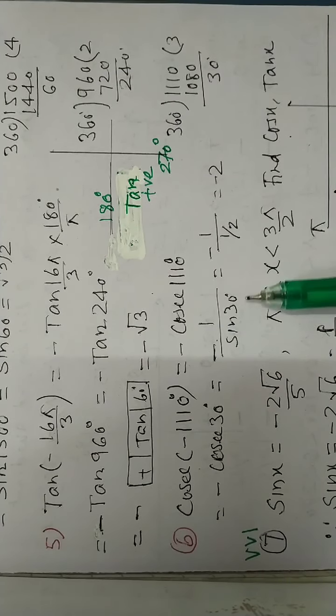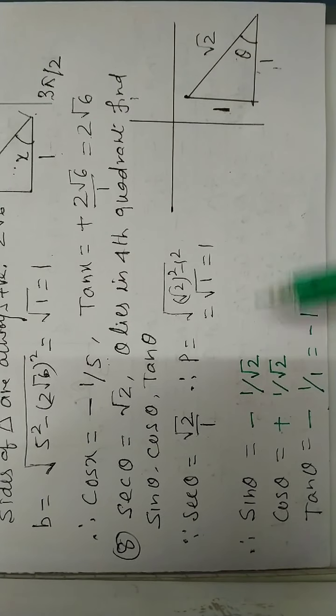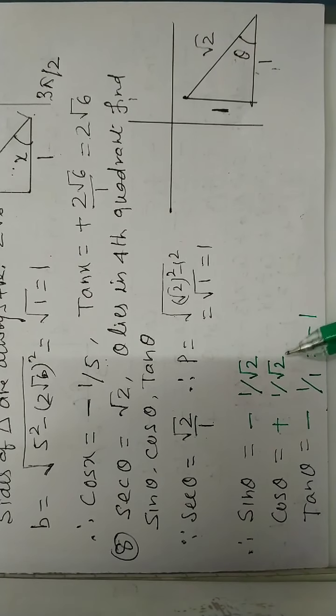Now write sin theta, cos theta, tan theta. In fourth quadrant, cos is positive, so this cos is positive and others are negative. After that, use the method of class 10. Sin is equal to p by h, cos is equal to b by h, tan is equal to p by b.